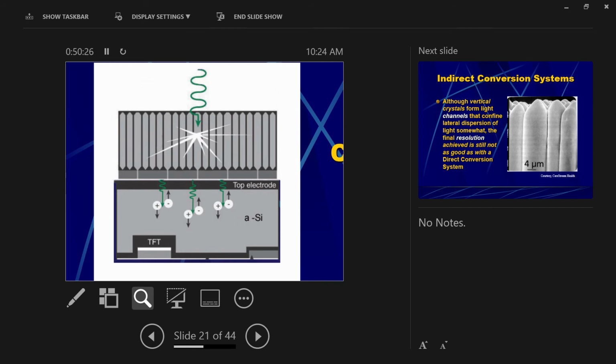Indirect conversion is less efficient and has lower spatial resolution, because where a single X-ray photon would have struck the detector element, now you have a single X-ray photon emitting several visible light photons that all spread out. And so your spatial resolution is said to be a little bit lower than it could be with direct.